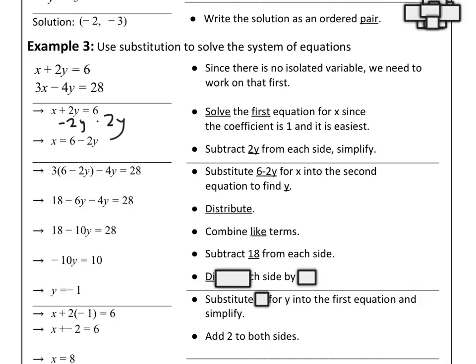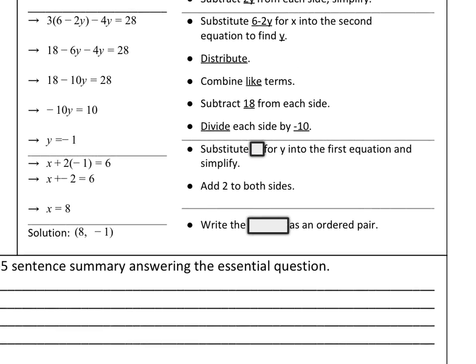We're almost there. Now we just want to divide each side by negative 10 to isolate the y. Divide by negative 10, we'll just be left with the y. Divide the right side by negative 10. 10 divided by negative 10, we'll get a negative 1. Now we know what y is. We're going to do those same steps by substituting that negative 1 into the first equation and simplifying.